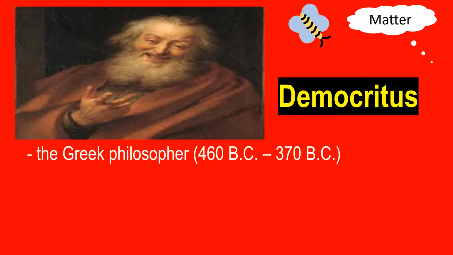And one of these is Democritus. Democritus is a Greek philosopher, 460 BC to 370 BC. He suggested that matter is made up of tiny particles which are too small to be seen.